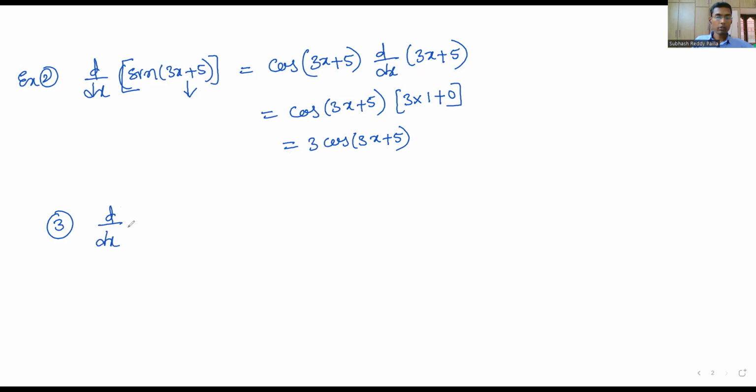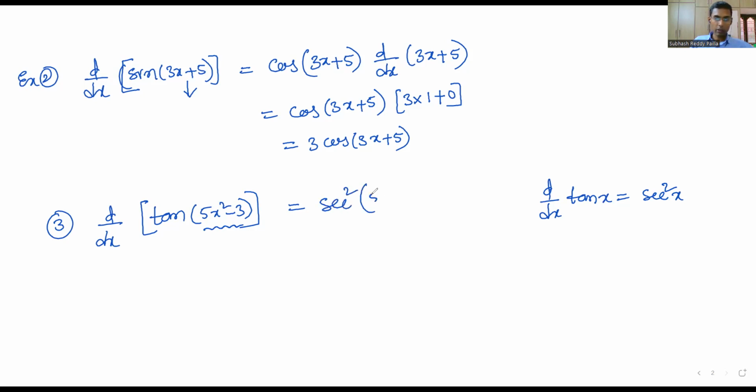Next, d by dx of tan of 5x square minus 3. The differentiation of tan x is secant square x. So in the place of x, f of x is there. For that we write secant square of 5x square minus 3, into the further differentiation, d by dx of 5x square minus 3. Are you getting this one?